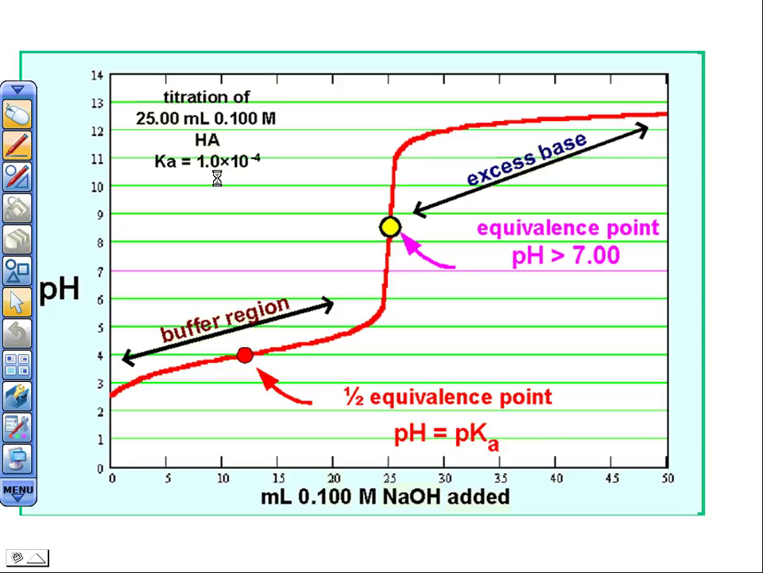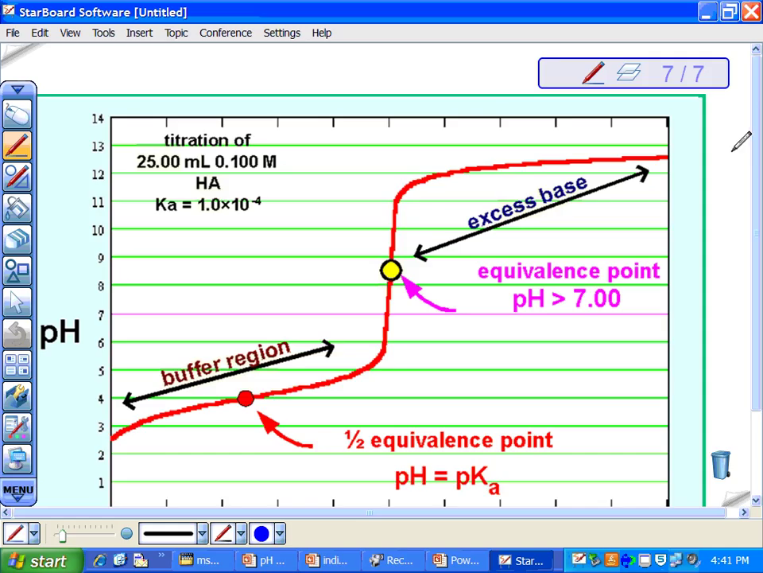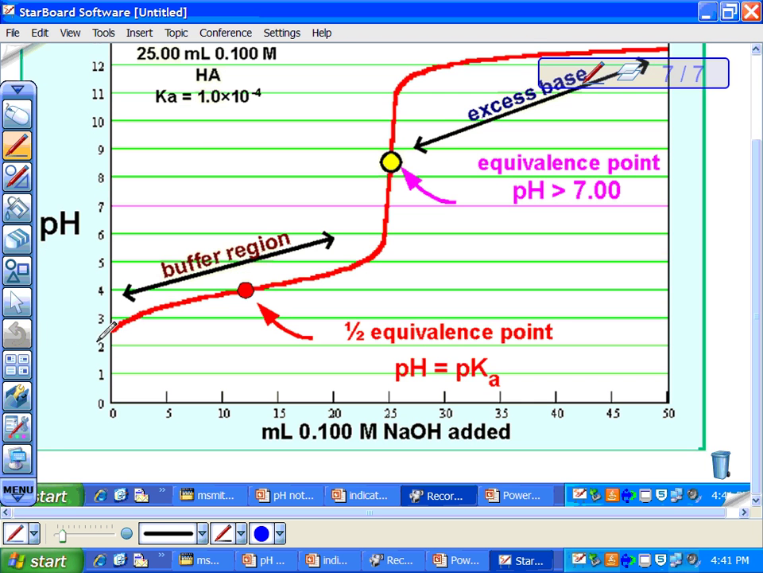Here are some important parts on our graph. You have the 0 mark. At 0, you do a simple RICE if it's weak. If it's strong, you just take the negative log of it. At the midpoint, which is halfway, you could just take the negative log of the Ka to find the pH. This is the equivalence point. Notice that in this region there's the same amount of distance here and here. So your graph should kind of look like this.